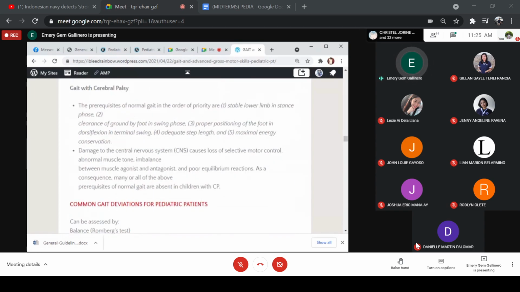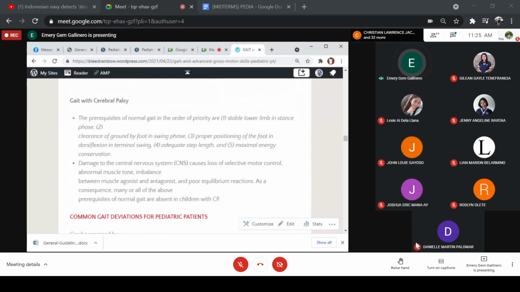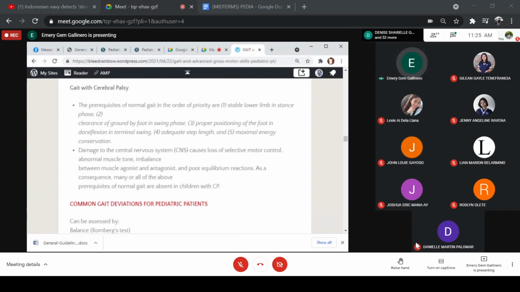So here, gait with cerebral palsy. The prerequisites of normal gait in the order of priority are: a stable lower limb in stance phase, and clearance of the ground by the foot in the swing phase, proper positioning of the foot in dorsiflexion in the terminal swing, and adequate step length and maximal energy conservation. Here we focus on clearance of the ground by the foot in the swing phase and proper positioning of the foot in dorsiflexion in the terminal phase.